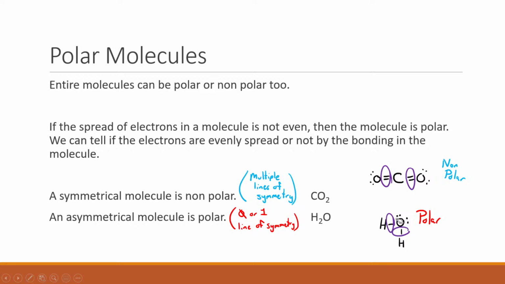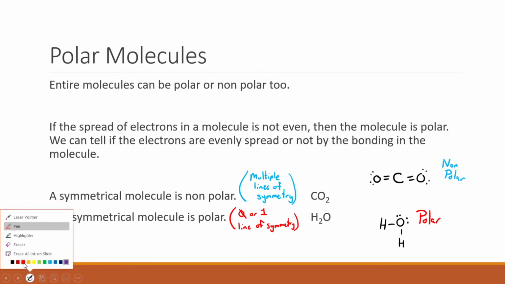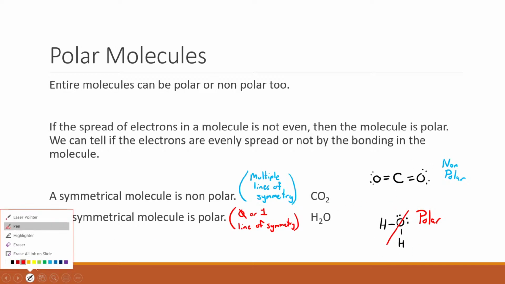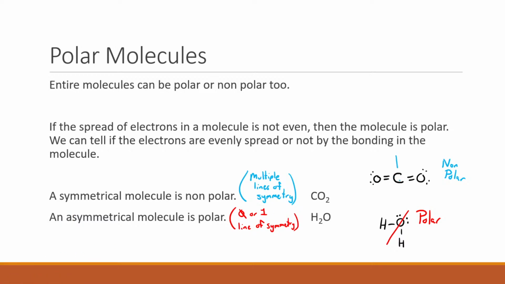When we look at the molecule, we no longer are focusing in on the bonds. It is a separate thing that we are looking at. A polar molecule has only 1 line of symmetry. A non-polar molecule has multiple lines of symmetry. When we're looking at the molecule, we no longer really care about the bonds themselves.